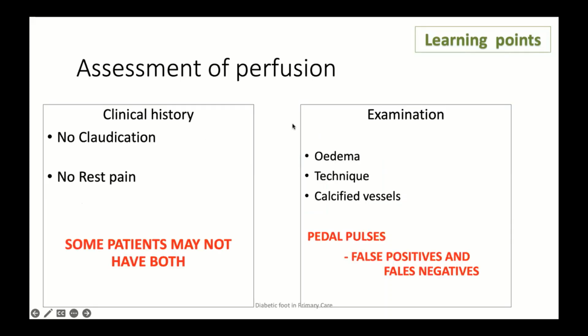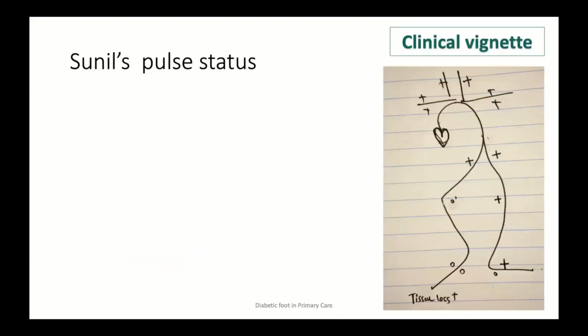So, while we want to have the classic features of history and the classic examination things on assessment for perfusion, it's important that none of these might be possible for some of our patients. So that poses a problem.